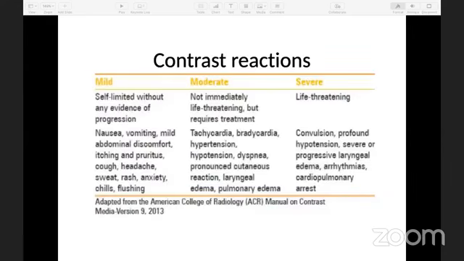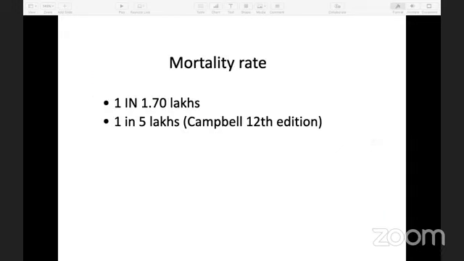This slide shows adverse reactions to contrast media divided into 3 categories: mild, moderate, and severe. With the availability of non-ionic contrast media, the mortality rate has come down from 1 in 1.7 lakhs to roughly 1 in 5 lakhs.